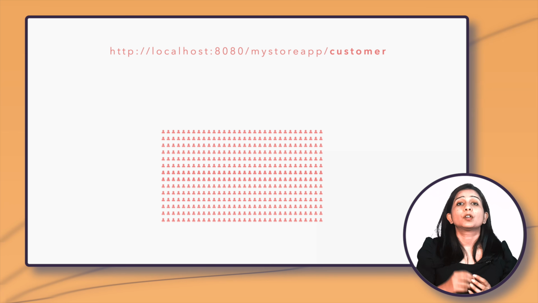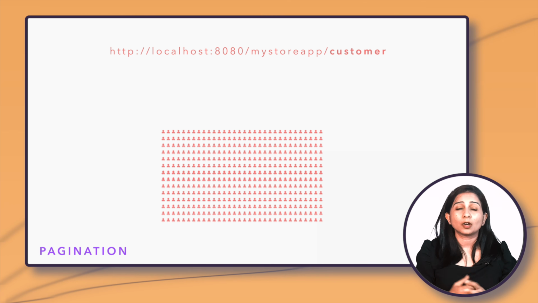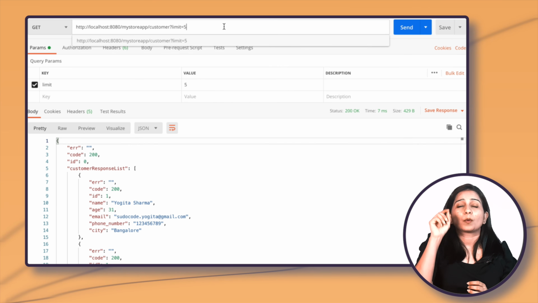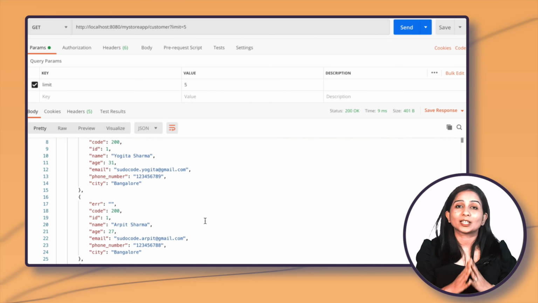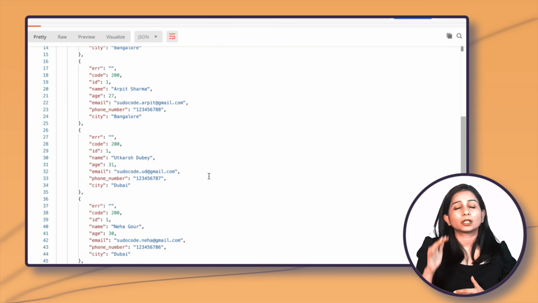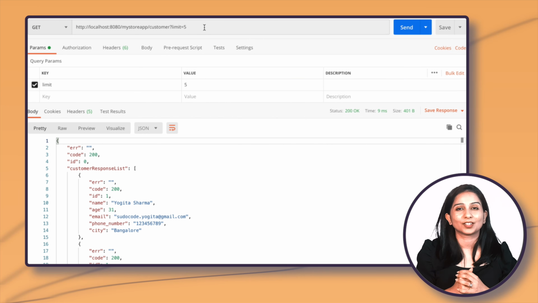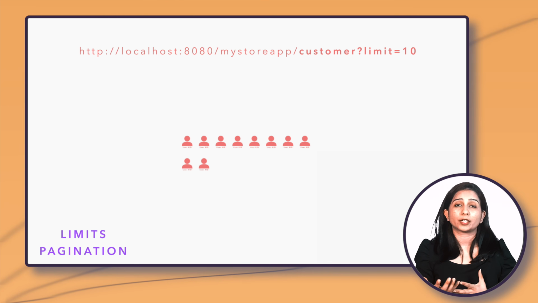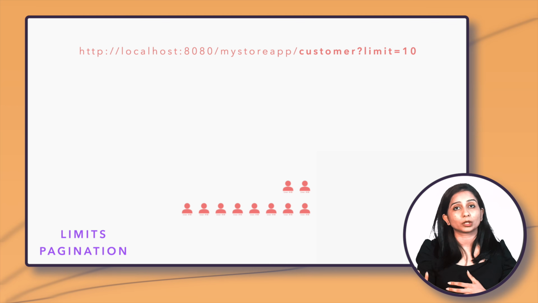And that is why we use something known as pagination or limits. You can see in the query, we use something like limit equal to 10. That means just return the first 10 customers or first 10 resources. Now, you would think, where do I return the first 10 resources from? Do I return it from the top 10 or bottom 10, or how?